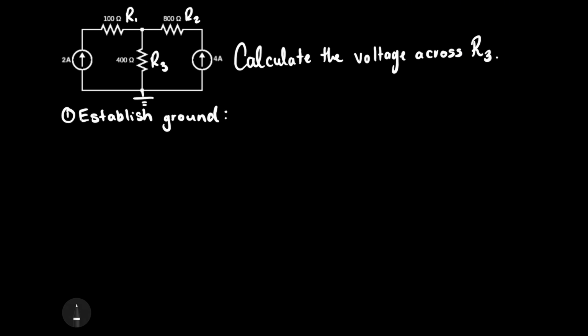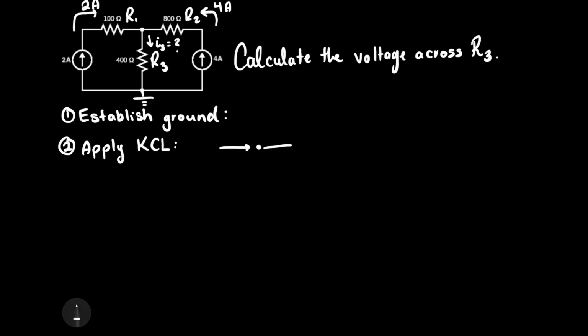Speaking of which, in step 2, let's apply Kirchhoff's current law, or KCL, to the top node of the circuit. If we isolate that node, we see that there's 4 amps flowing through the 800 ohm resistor and 2 amps flowing through the 100 ohm resistor. If we draw a simple diagram of that node itself, there's going to be 2 amps into the node, 4 amps into the node, and then I3, or the current in R3, is going to be the unknown, which we're going to have to solve for.